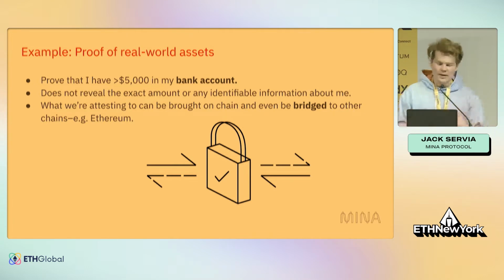You can write a program that will basically only throw true if you have more than $5,000. You don't have to run that program on somebody else's computer in order to prove that it ran correctly.